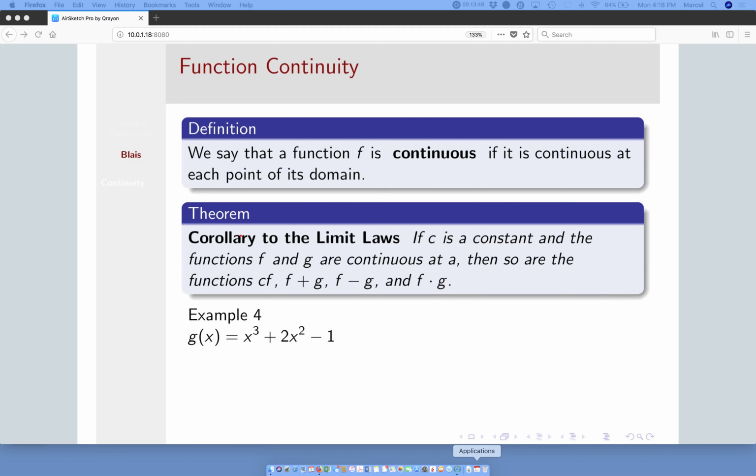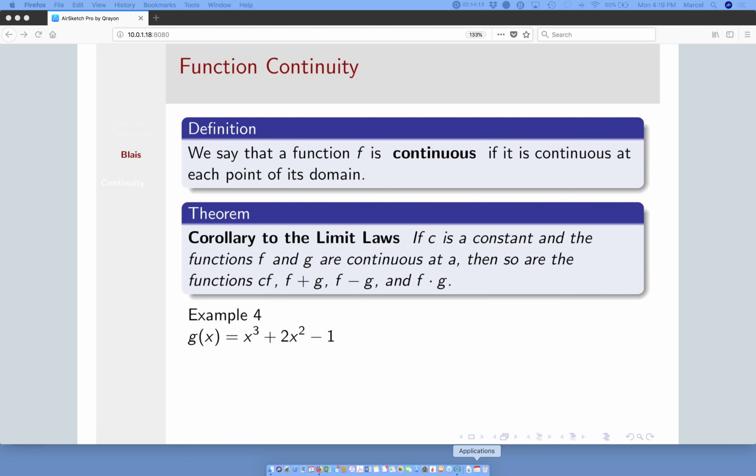As a corollary, we have rules for function continuity. So if you have continuous functions f and g, and c is a constant, then you can multiply the function by a constant, you can add them, you can subtract them, or you can multiply them. And the result will still be a continuous function.